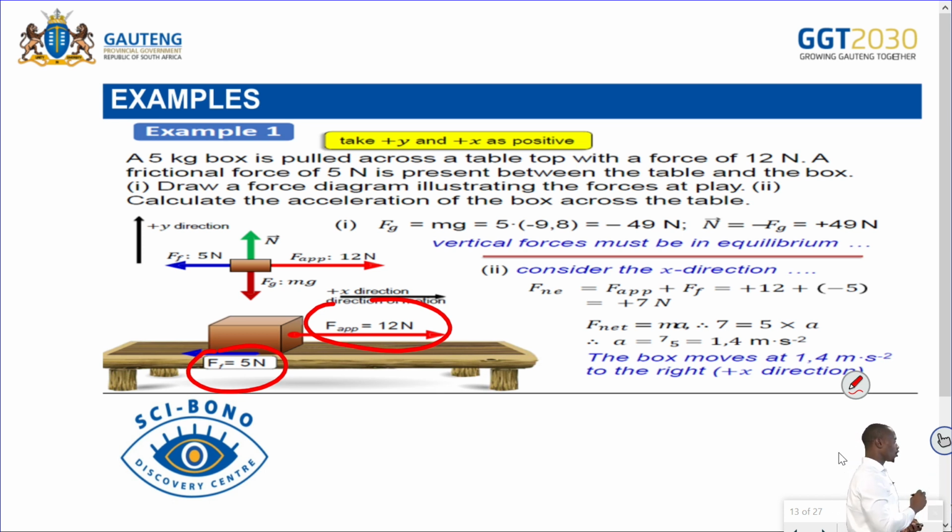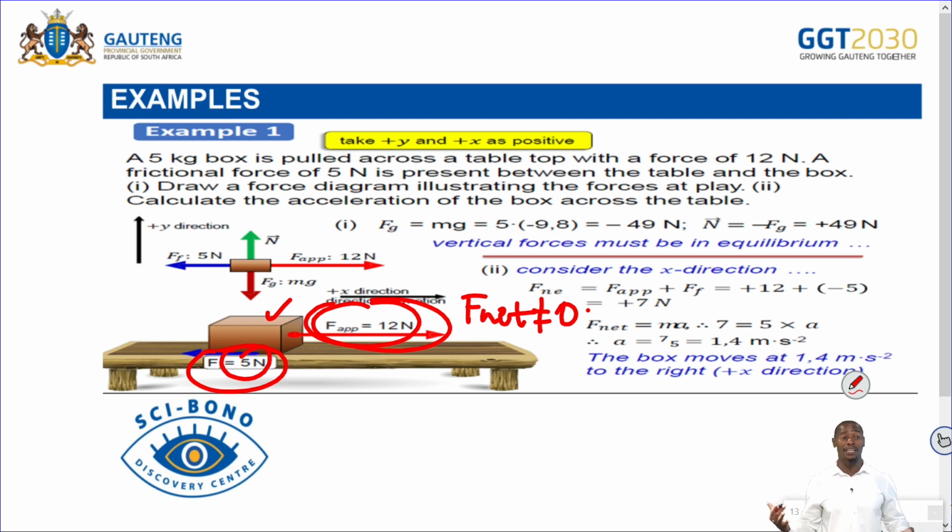For this object, the net force acting here is going to be what? Unequal to 0. So if it's unequal to 0, what will happen to this object? This object is going to accelerate. Unless the applied force was 12 and the frictional force was going to be what? 12, acting in opposite directions. Then we would say this object will remain stationary, or if it was moving, it would move at a constant velocity.